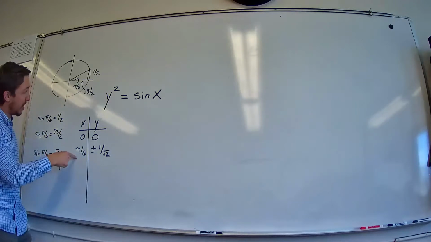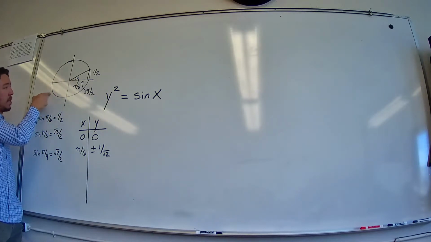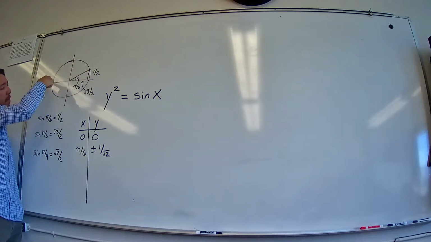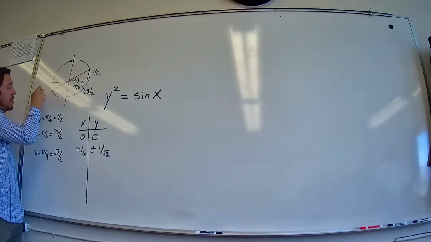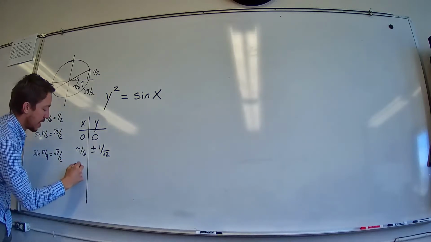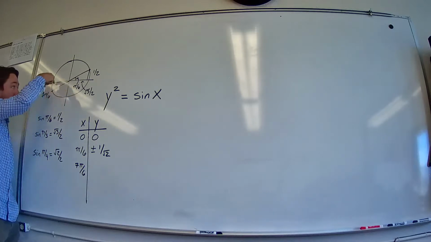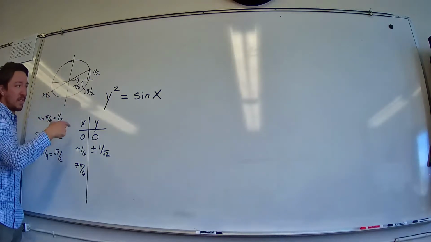Well, I'll get to my point here. I'm going to throw out a value like this: pi plus an extra 1/6 of a pi, so that would be 7 pi over 6. What's the sine of 7 pi over 6? Negative 1/2, because the y value is negative.